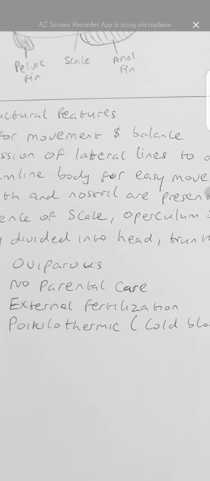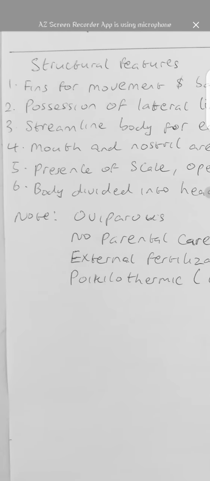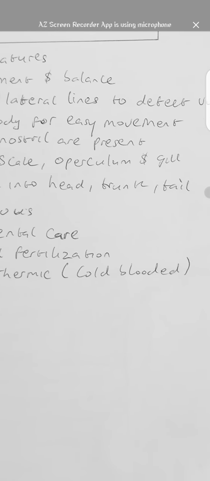Number 4, mouth and nostrils are present. Number 5, presence of scales, operculum and gills. Number 6, body divided into head, trunk, and tail. Please note, you don't have to know everything. Just know 3. You understand? Know 3 and get it. Okay?